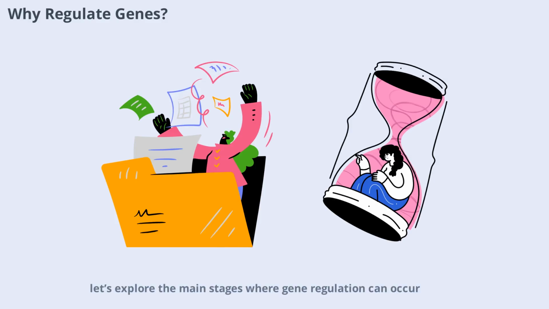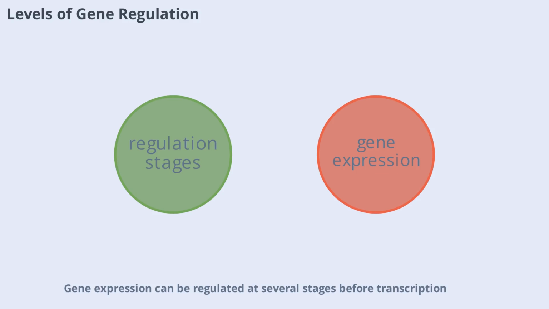Now, let's explore the main stages where gene regulation can occur. Gene expression can be regulated at several stages: before transcription, during transcription, after transcription, during translation, and after translation. Each stage offers unique control points. For example, cells can prevent a gene from being transcribed, or they can destroy RNA before it's used to make protein. This multi-layered regulation ensures flexibility and precision. In the next scenes, we'll break down each stage and see how cells use different strategies to control gene activity.